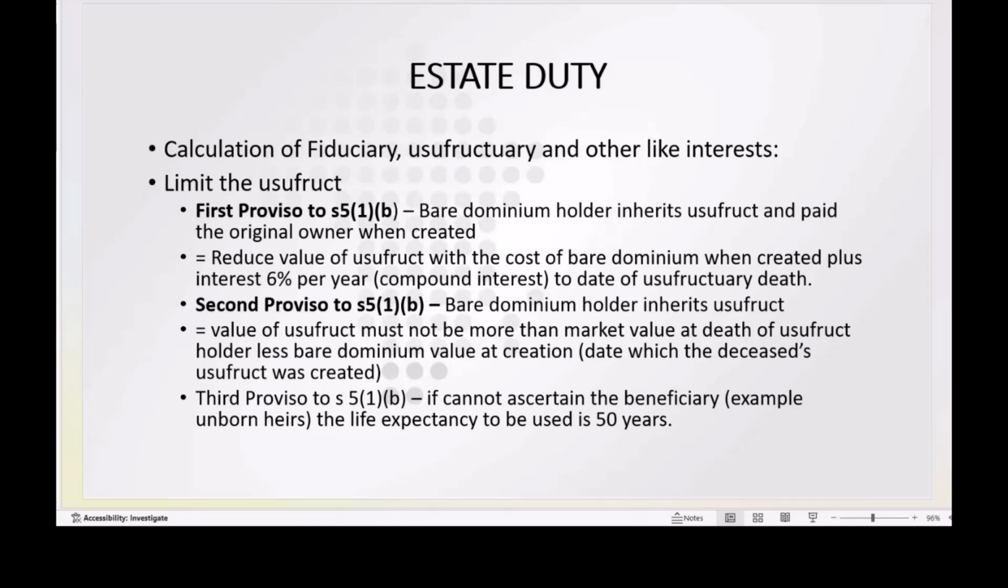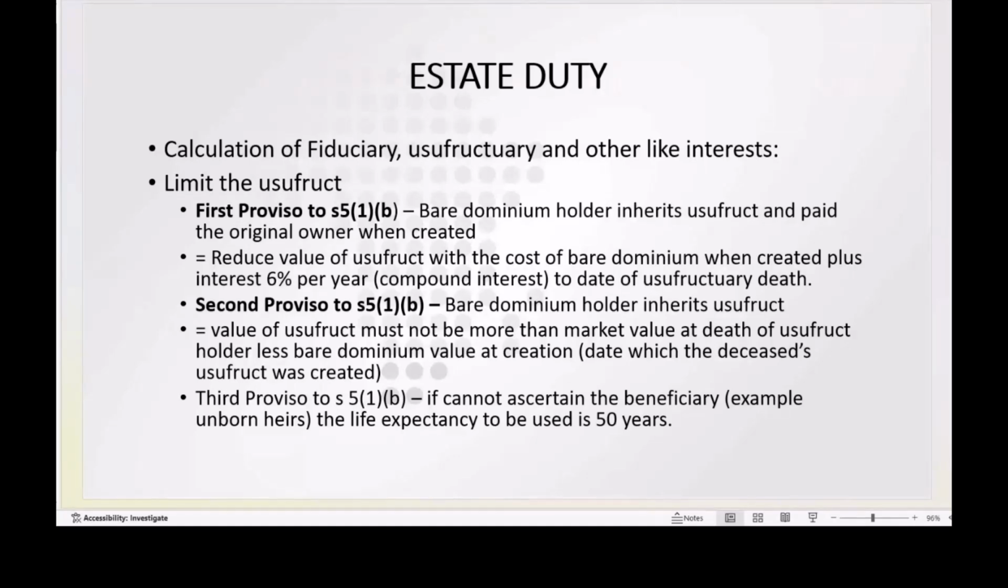Okay, then the second proviso in section 5.1b: if the bare dominium holder also inherits the usufruct, then the value of the usufruct must not be more than the market value at the death of the usufruct holder, less the bare dominium value at creation. So we look at the date when the usufruct holder died and the date that the bare dominium was given to me. We need to make sure that the usufruct that I now inherit as the bare dominium holder will not exceed the market value at the death of the usufruct holder, less the bare dominium at the date that I received my bare dominium.